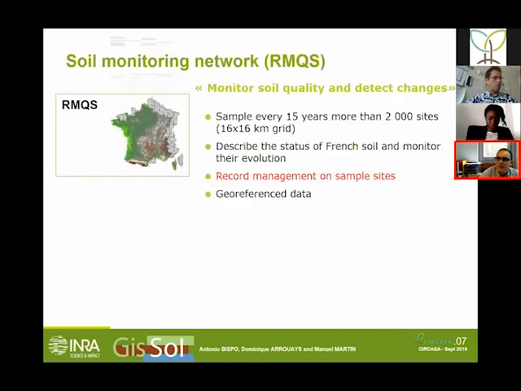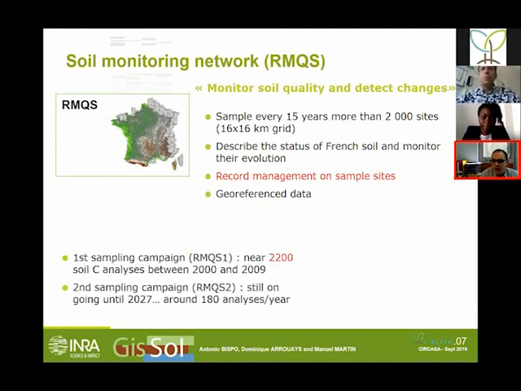The second database we can use for France is the soil monitoring network. It's called RMQS, and the aim is to monitor soil quality and detect soil changes. We sample more than 2,000 sites every 15 years, and it's based on a grid. On each point, we describe the status of the soil, meaning that we take a sample and make a lot of analyses on that sample, and we also record the management on each site, and all the data is georeferenced.